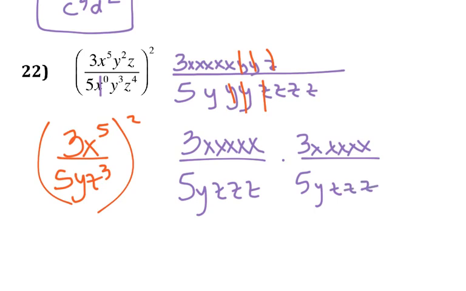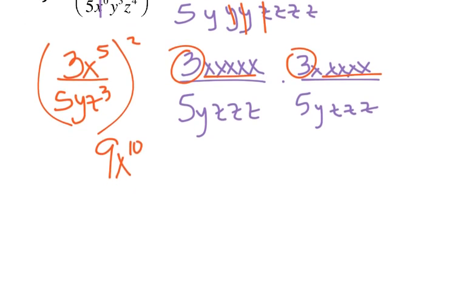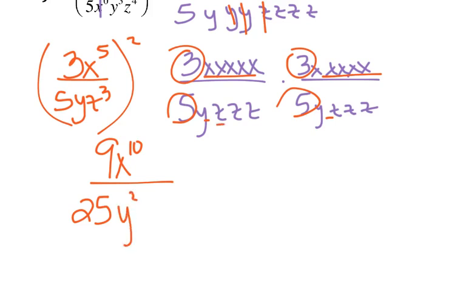So what you're going to have is 3 times 3. You're going to have x to the 5th times x to the 5th, which is, if you count those up, x to the 10th power. Then you're going to have 5 times 5, which is not 10, it's 25. Y times y. And then z to the 3rd times z to the 3rd.